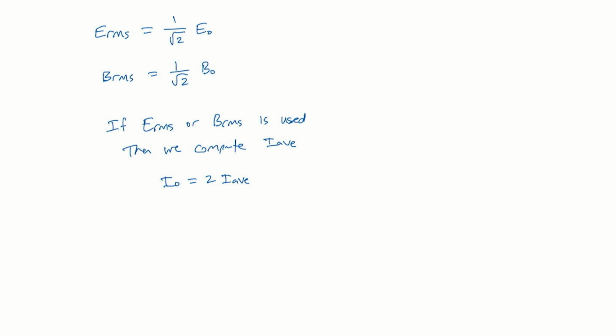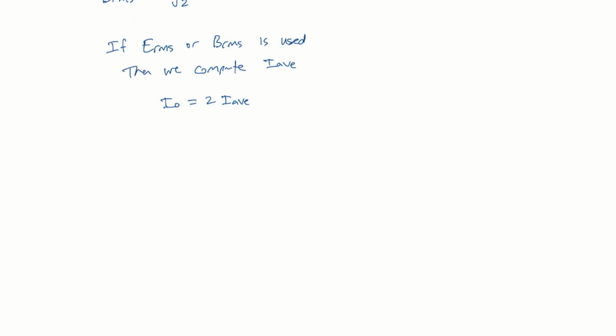Okay, so we can summarize the equations that we found before. And what we're going to find is that intensity is C epsilon 0 E squared. That's what we started with. So now the average intensity is C epsilon 0 times the RMS value squared for the electric field.